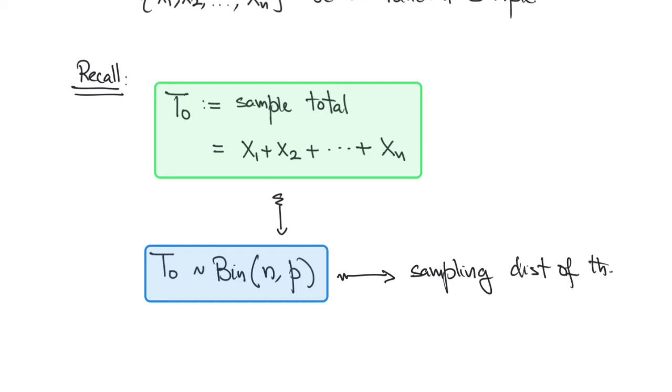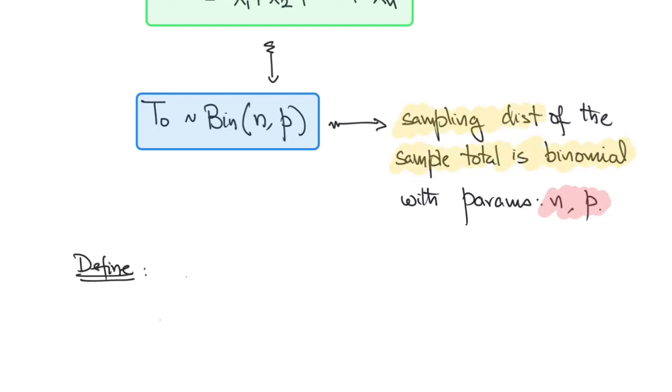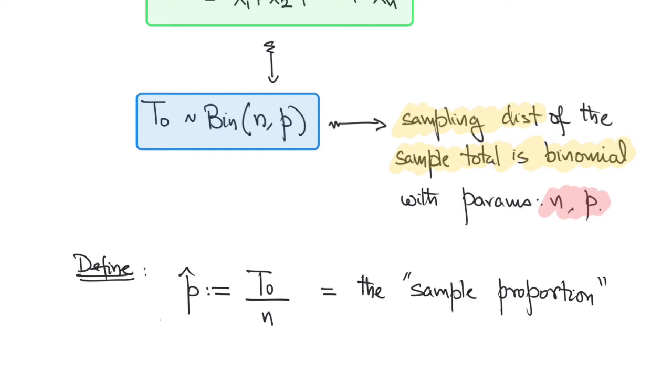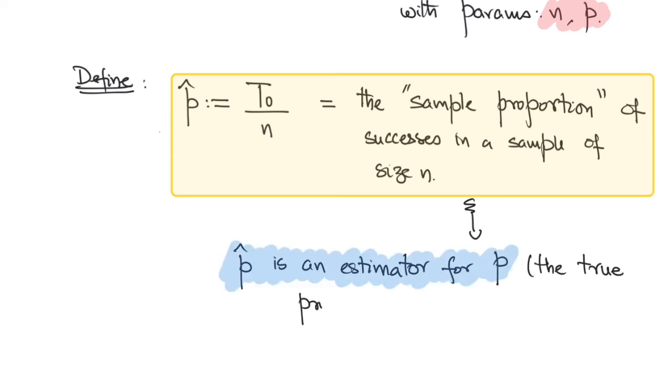We can think of this as the sampling distribution of the sample total being the binomial distribution with parameters n and p. We now define p hat as T0 divided by n. This is the proportion of successes inside a sample of size n. P hat ends up being a very natural estimator for p, which is the true probability of getting a success in a single Bernoulli trial.